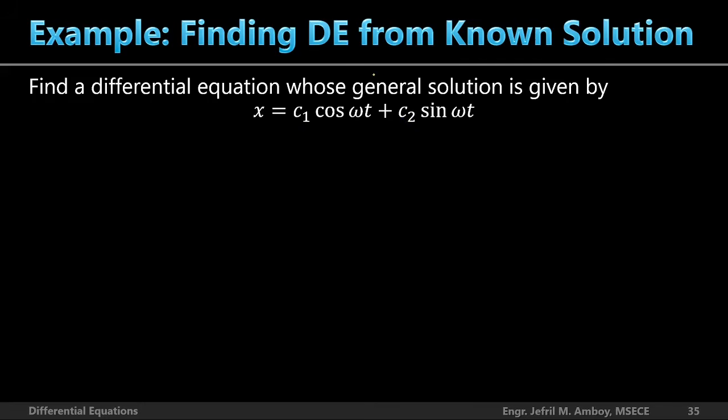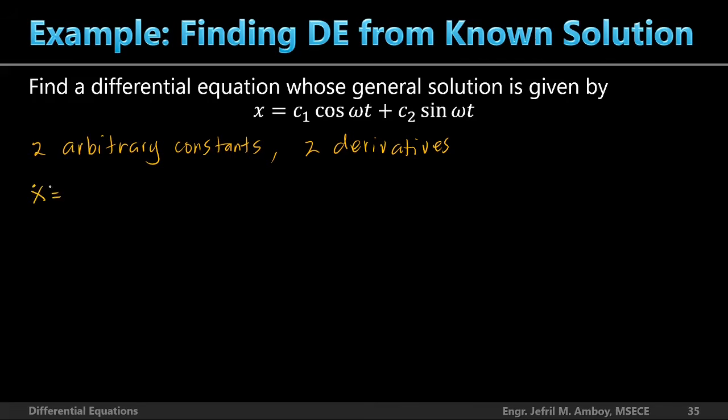Since we have two arbitrary constants, this implies that we will get two derivatives. Okay? So, we will get the derivative of x with respect to t, the first derivative, and then after that, we will get the second derivative of x with respect to t. I will just be using the dot notation because we are differentiating with respect to t.